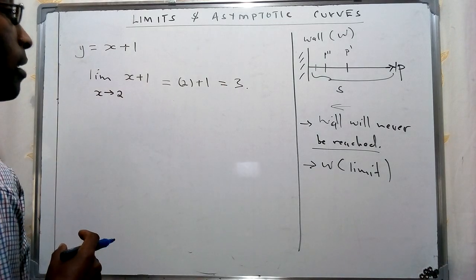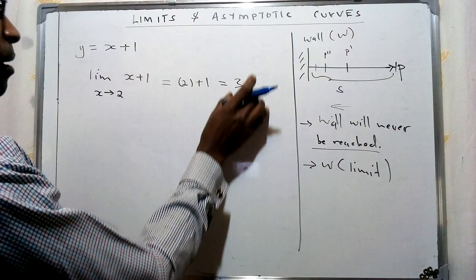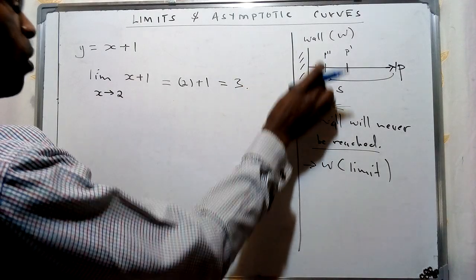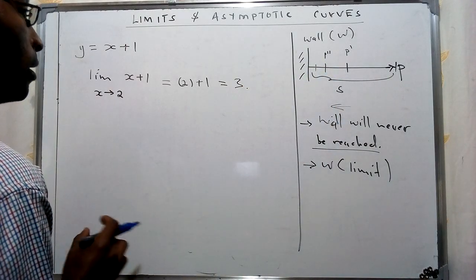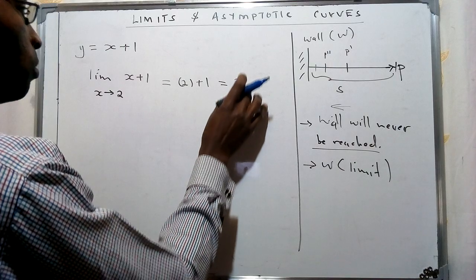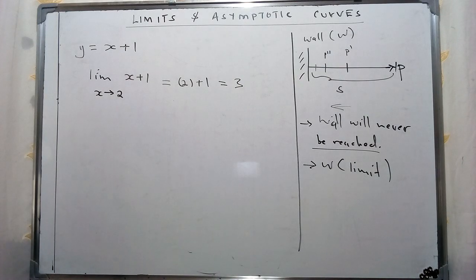So in this particular case, we're going to consider this 3 as the wall that we have already defined: however close we may come, we are not going to achieve this specific value of 3, but it forms what we refer to as our limit.